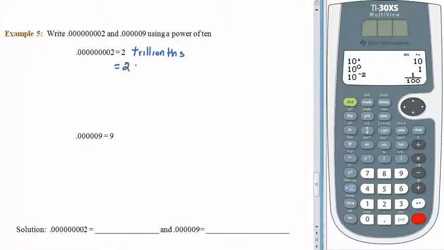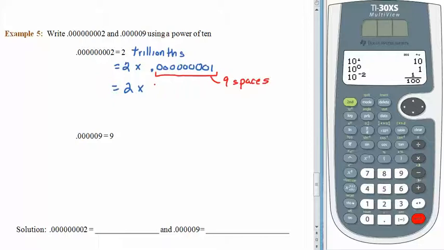What's important is that we can say this is 2 times decimal point 1, 2, 3, 4, 5, 6, 7, 8 zeros and a 1. If we multiply those two together, we get that number. What power of 10 is that second factor? Well, let's use those rules and count spaces. All the way over to here, we had 8 zeros and a 1. That gives us 9 spaces.